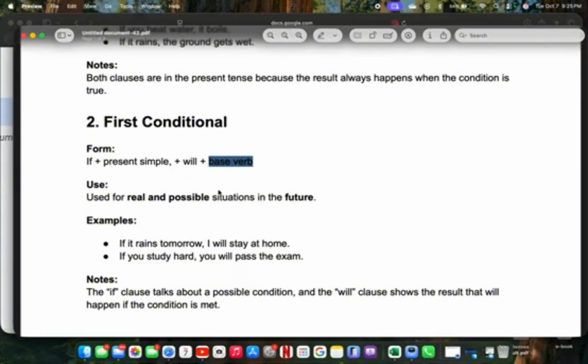Contohnya macam tadi kita cakap lah, if it rains tomorrow, I will stay at home. So easy, is like the truth. Sebab hujan ni, dia boleh jadi hujan, boleh jadi tak hujan. Betul. So it's not like always hujan. So that's why kalau hujan esok, I will stay at home. So if it rains tomorrow, I will stay at home. Selalu ingat ada if, mesti ada will.